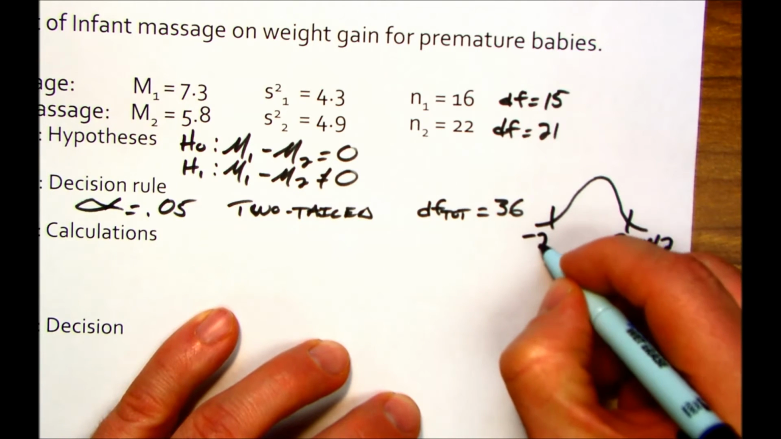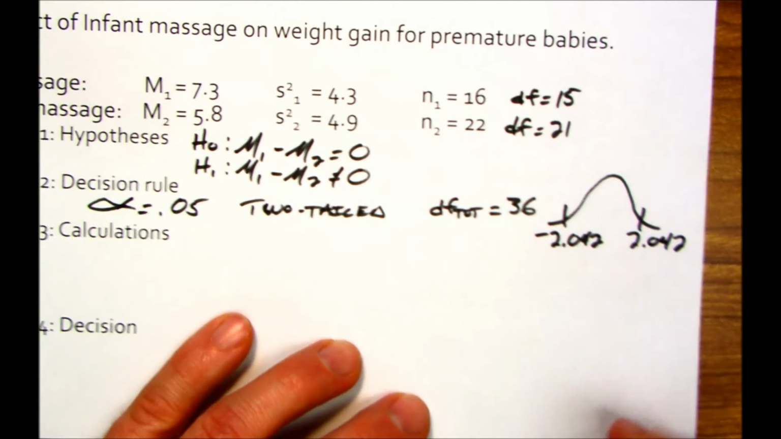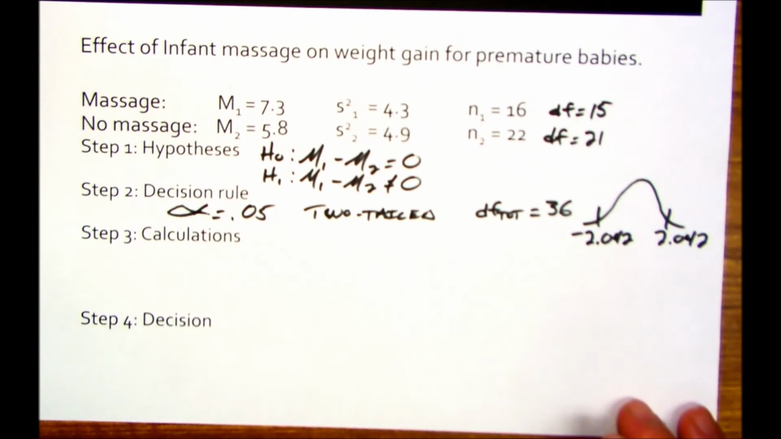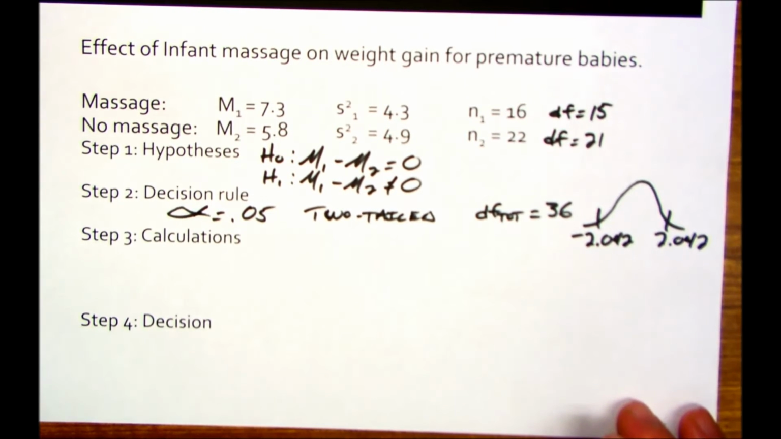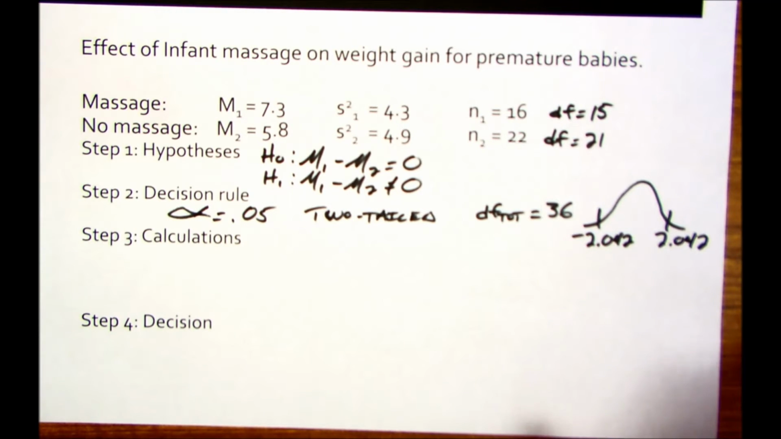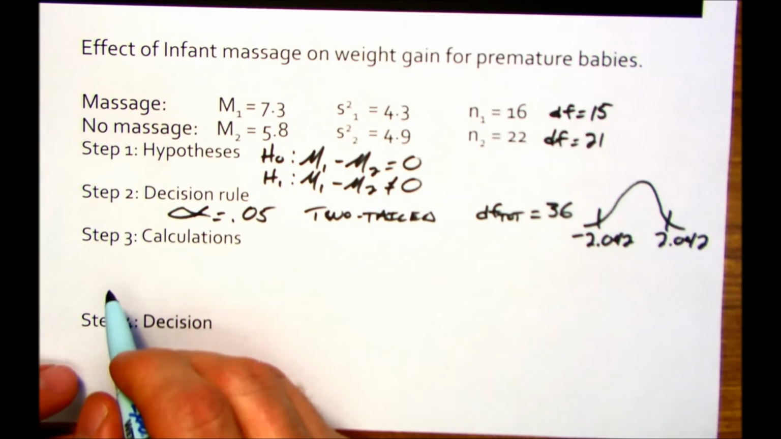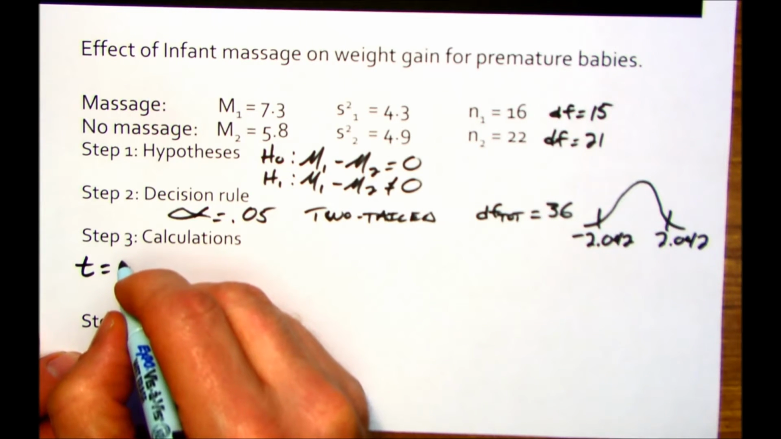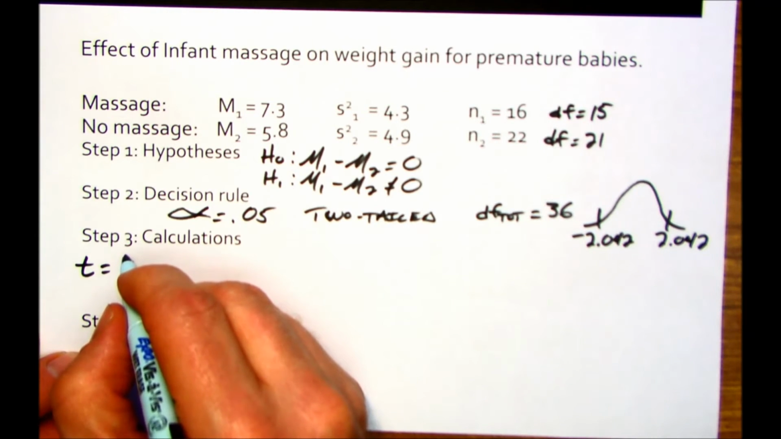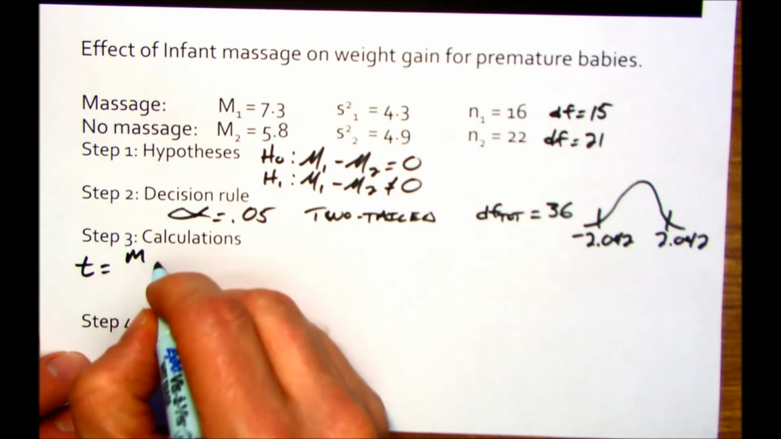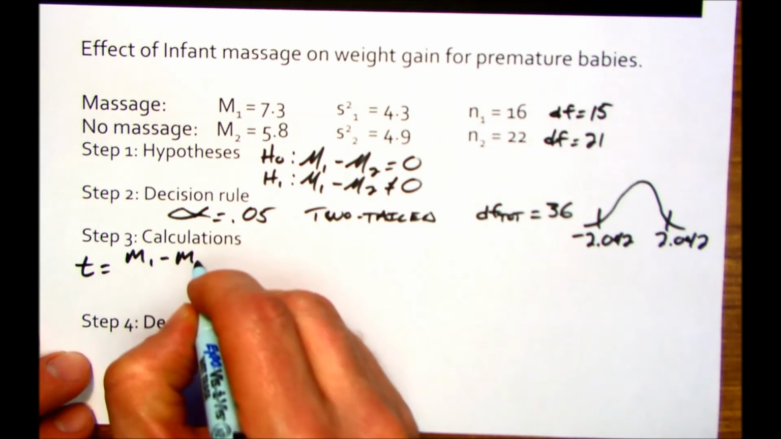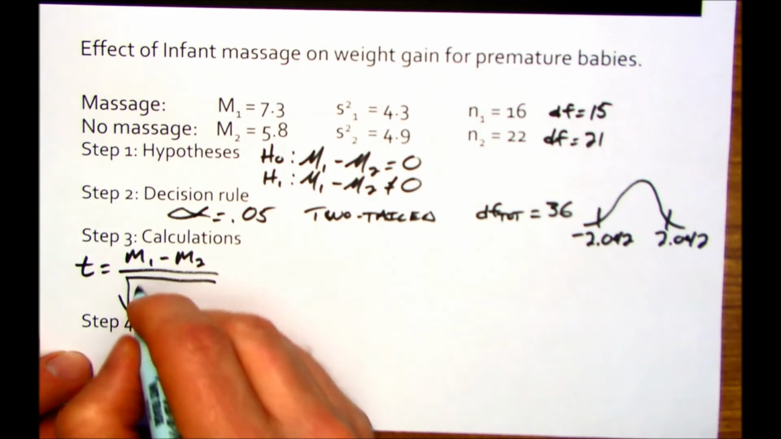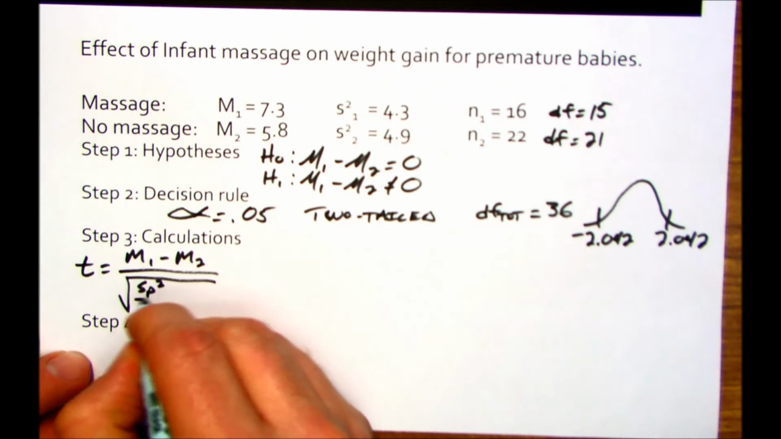And since it's two-tail, negative 2.042. Okay, we've got our critical regions. We have our hypotheses. We want to go through and do our calculations now for this. So remember the formula for the t-test. We're just looking at mean differences between the two groups divided by the estimated standard error of the mean difference.